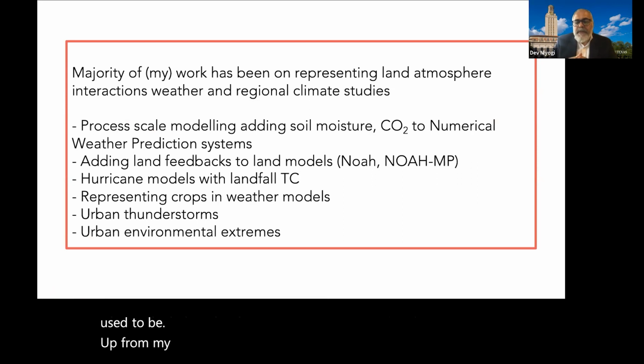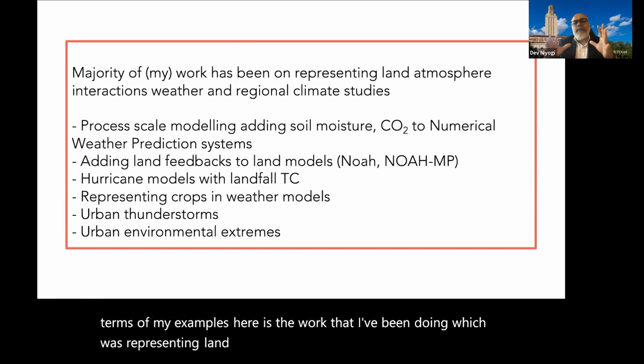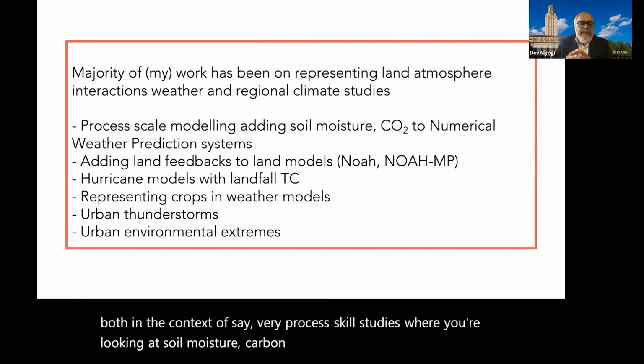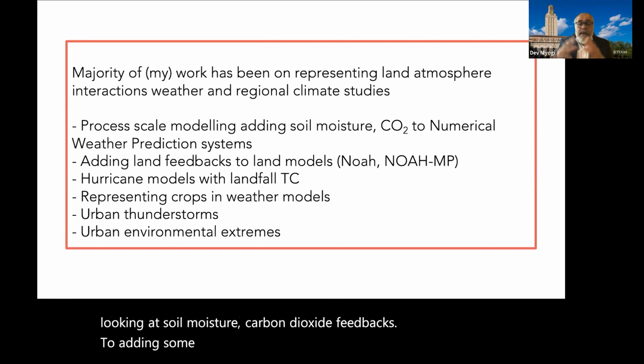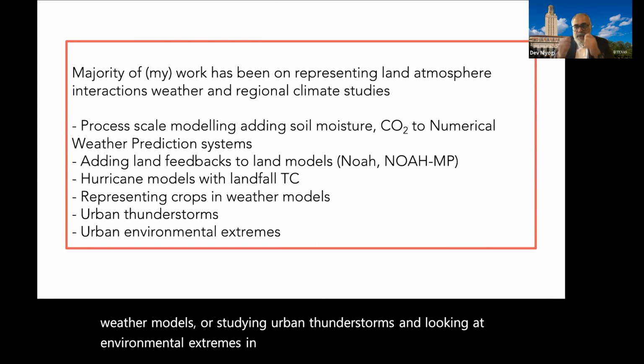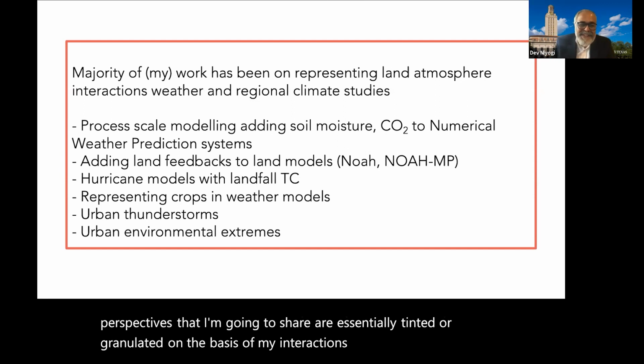From my own personal perspective, what I'm going to show in my examples is the work that I've been doing, which was representing land in weather and climate models. This is both in the context of very process-scale studies, where we are looking at soil moisture and carbon dioxide feedbacks, to adding details like hurricanes, crops within the weather models, or studying urban thunderstorms, and looking at environmental extremes in particular. So the viewpoint and perspectives that I'm going to share are essentially tinted or granulated on the basis of my interactions with these communities.